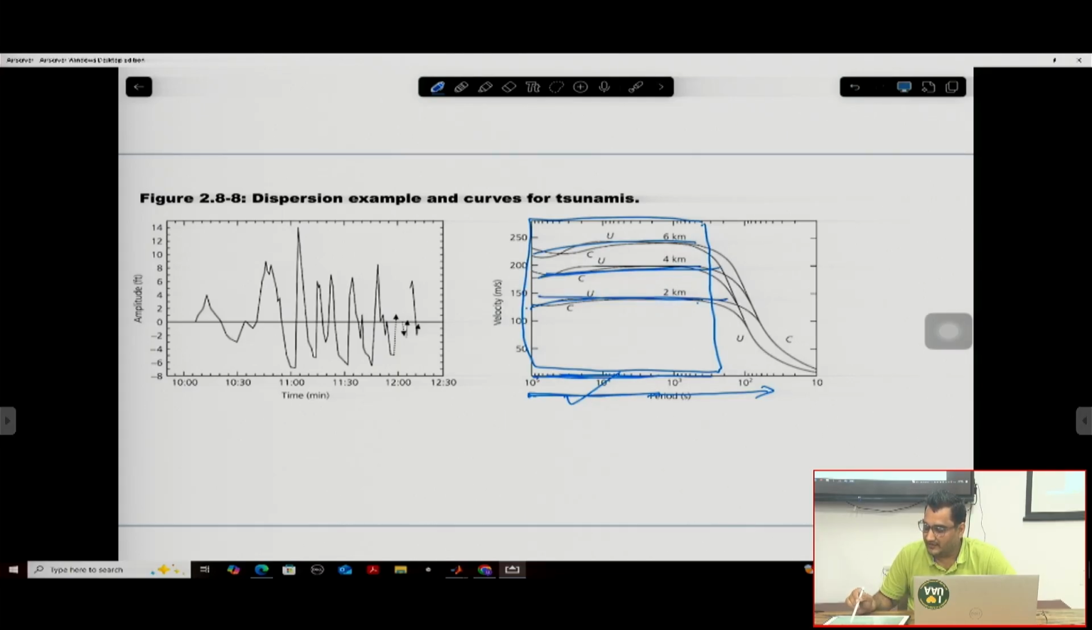That means in the case of higher periods, the dispersion phenomena is almost negligible in the case of a tsunami. But if you look at the smaller periods, then you see there is a difference in the group and the phase velocities. That means the dispersion phenomena is happening in the case of a tsunami, but for shorter periods. This is the real data example that you are seeing. What we have discussed theoretically just a while ago is actually happening in real tsunami scenarios.